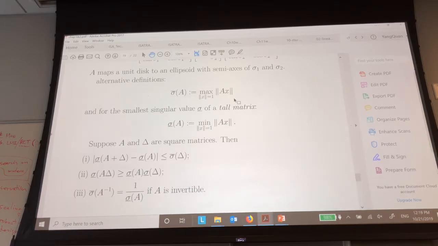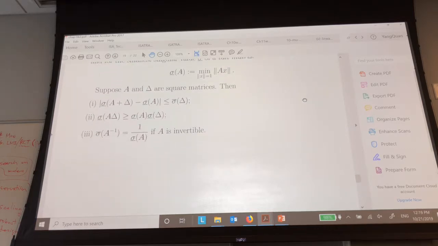If I have a transfer function matrix, it's the same idea, but sigma bar is frequency dependent. Then you scan all the frequencies omega, and the peak of sigma bar is called the H infinity norm of that transfer function matrix system.